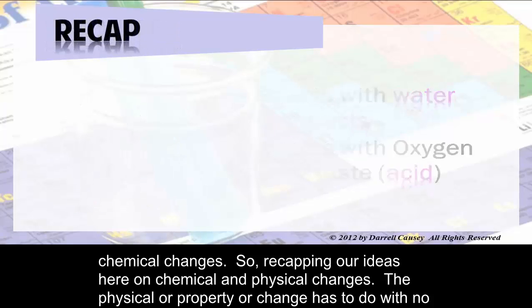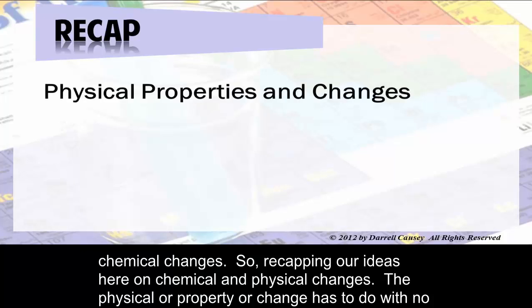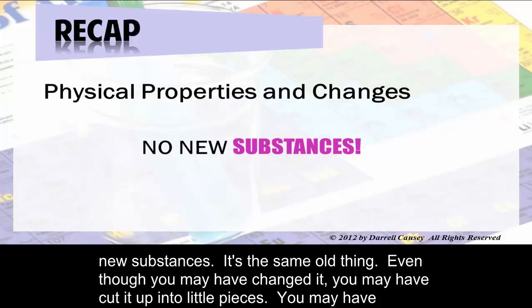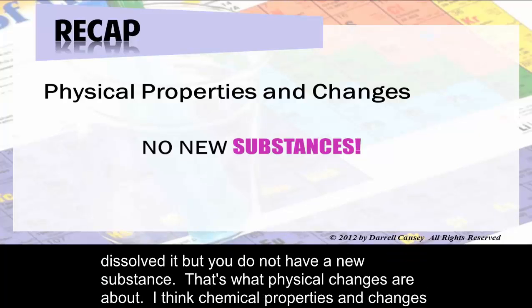So, recapping our ideas here on chemical and physical changes. A physical property or change has to do with no new substances. It's the same old thing. Even though you may have changed it, you may have cut it up into little pieces, you may have dissolved it, but you do not have a new substance. That's what physical changes are about.